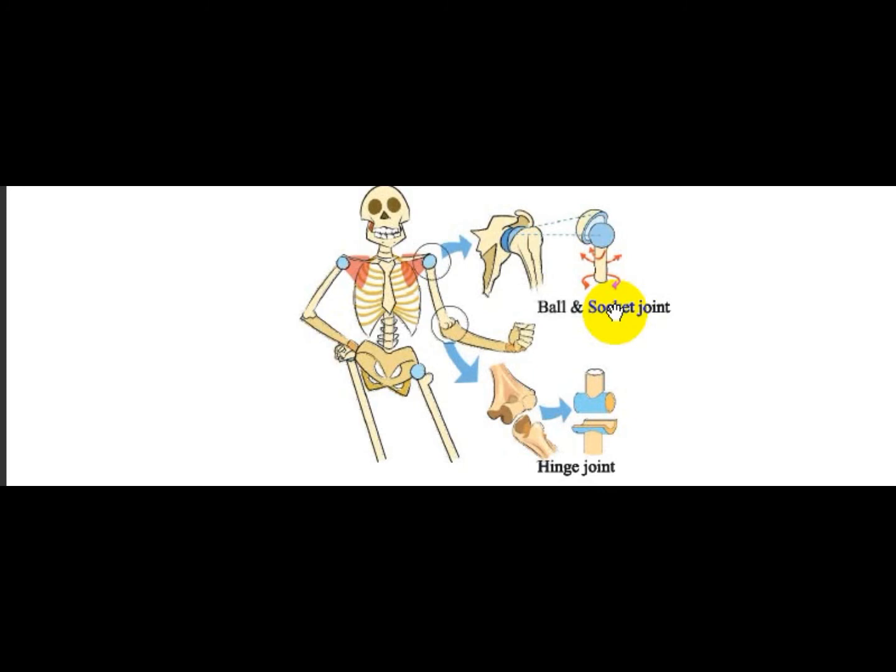And the next one is the hinge joint, as in the elbow, between the humerus and the ulna. These joints act as a door hinge, allowing flexion and extension in just one plane. And next, the pivot joint, where one bone rotates about another. And next, the condyloid joint, as in the wrist joint.